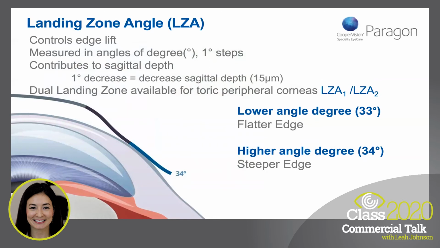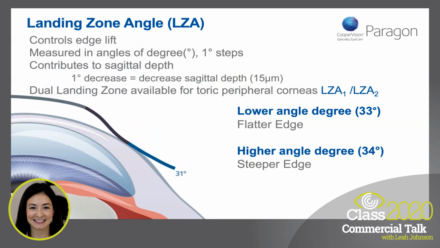Okay, and the last parameter to discuss, the landing zone angle. This controls edge lift, but also contributes to the overall sagittal depth of the lens. The landing zone angle, or the LZA, is measured in angles or degrees. So the higher the degree number, such as 34, is actually a steeper angle. That means there's less edge lift.